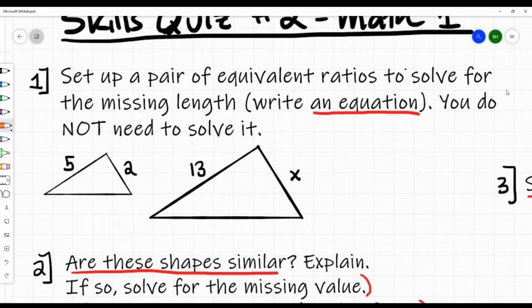We want to set up a pair of equivalent ratios. Equivalent ratios, we'll talk about in just a second of what that means, to solve for the missing length. Write an equation is essentially what we're doing. You do not need to solve for it.